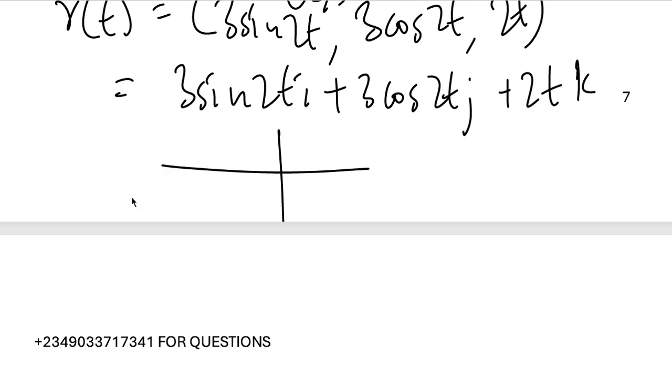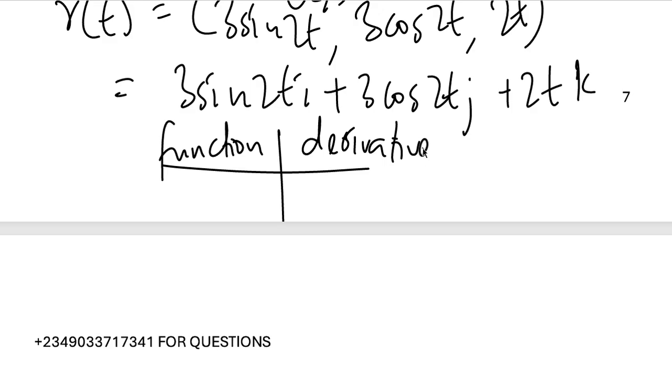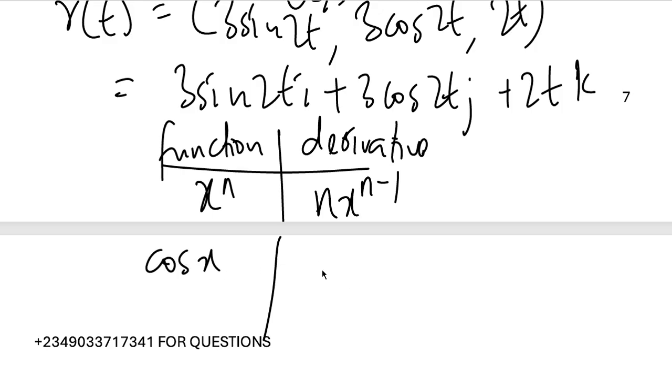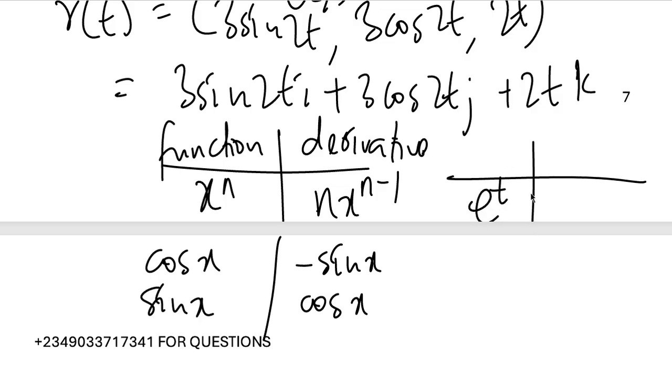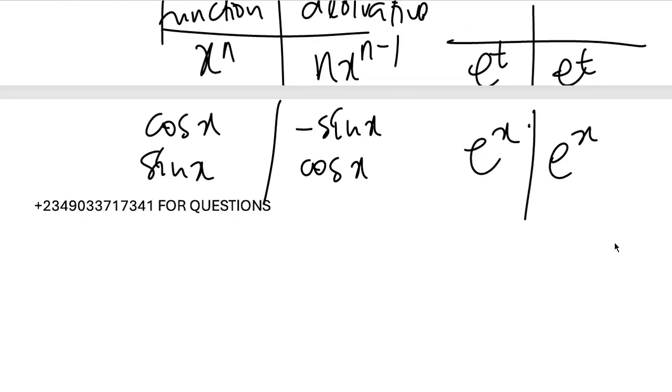And I've already given you the basic ones, function and derivative. For a function x to the power of n, the derivative is simply n x to the power of n minus 1. For a cosine function, cos x, the derivative is negative sin x. For a sine function, the derivative is cos x, right? And lastly, another important one is the exponential function. The derivative of an exponential function is the exponential function itself, right? So e^x is also going to be e^x. Do you understand?